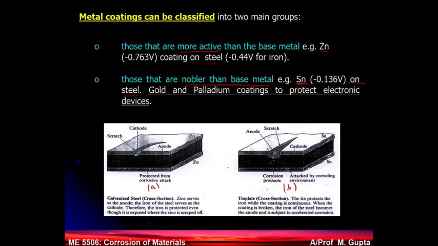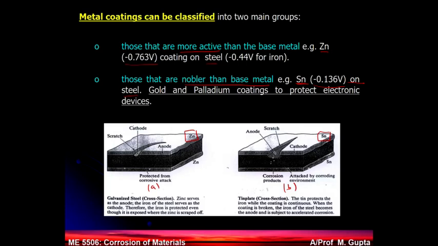You see a big scratch here. Here's the scratch here, and here's the scratch. This is the tin coating, and this is a zinc coating, and this is the more negative electrode potential of zinc, and this is relatively more positive electrode potential of tin. So in case A or case B, let's look at case A. What will happen if there is a scratch?